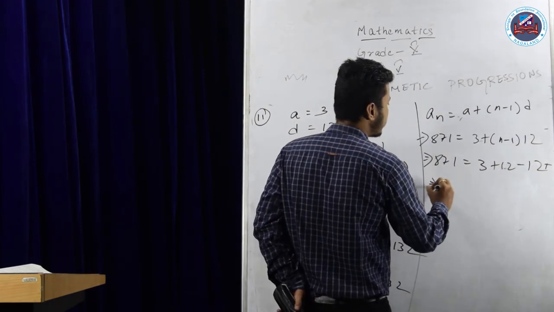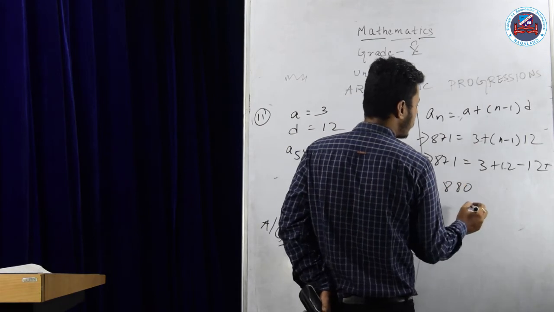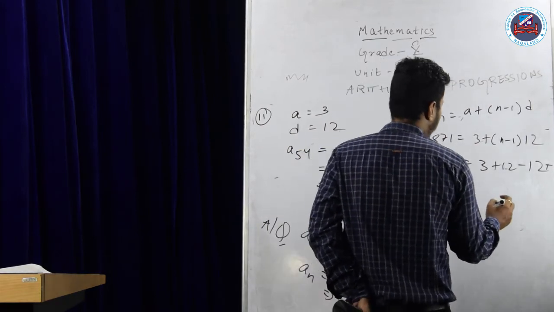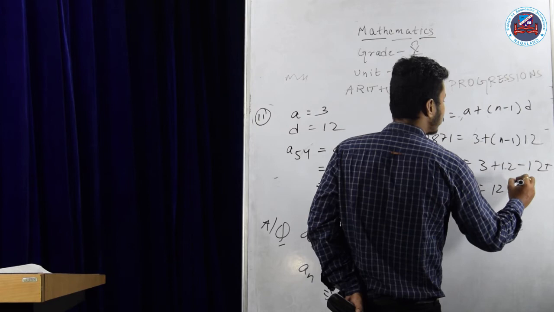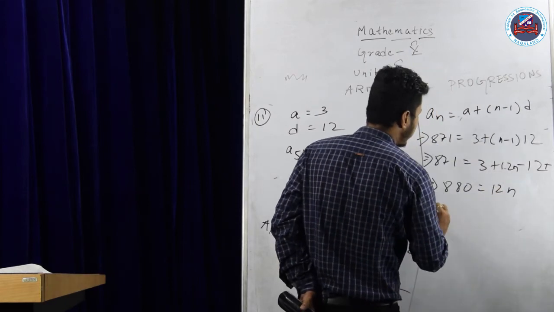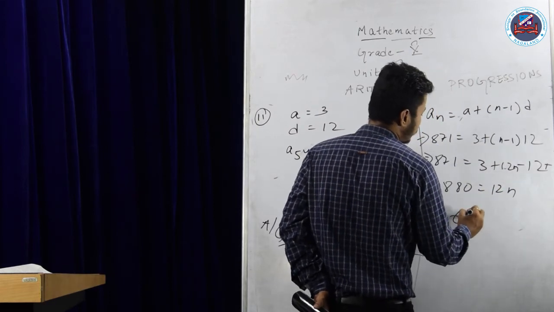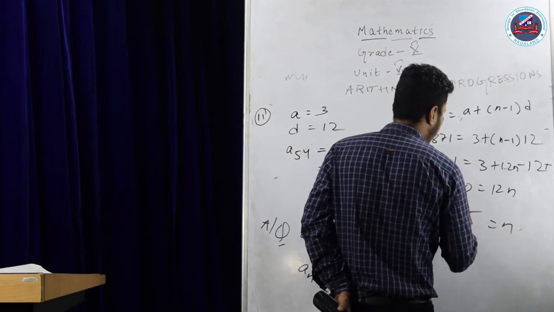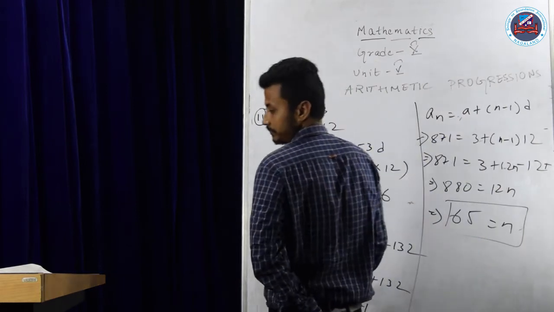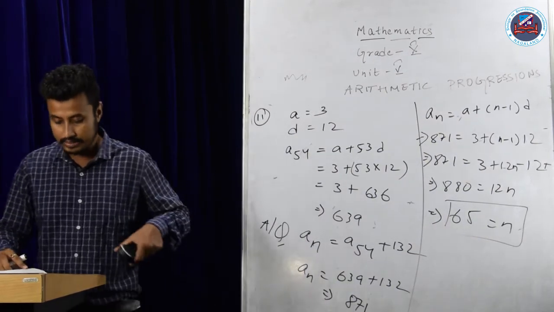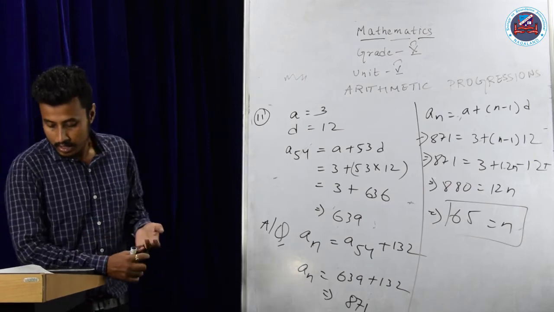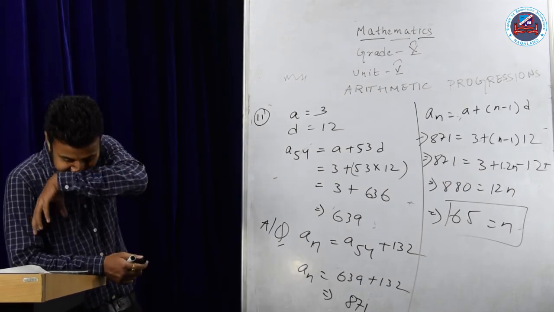So the answer becomes 780 equals 12N. So what will the N value be? 12 times 6 is 72, 12 times 5 is 60. N value is coming out 65. This is your answer. Question number 11, this is your answer. Question number 12 is your homework.